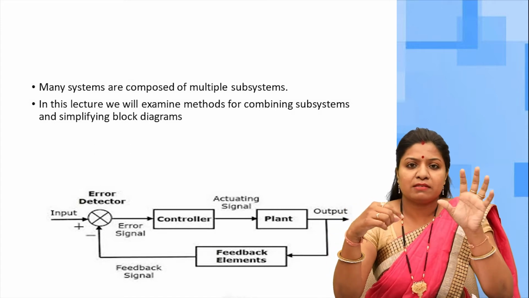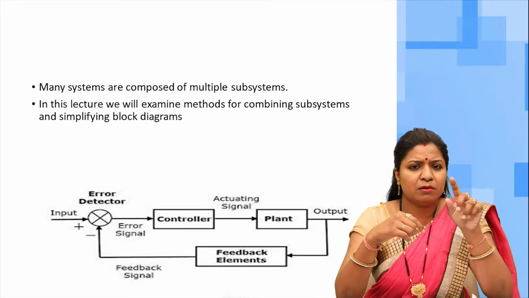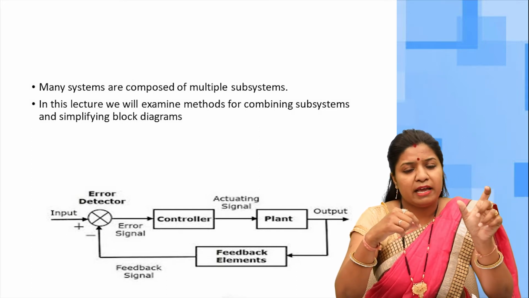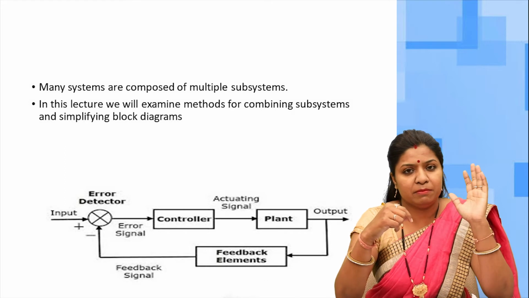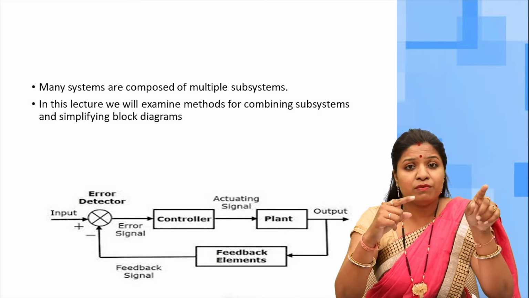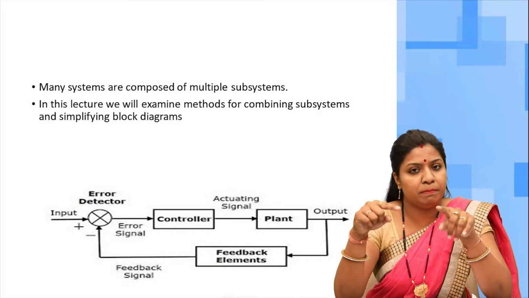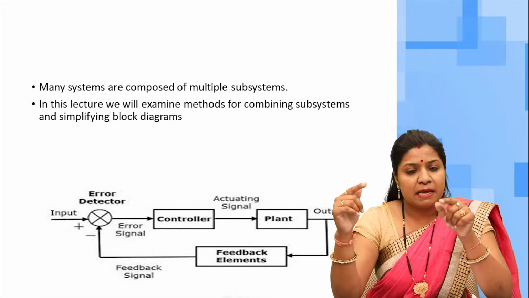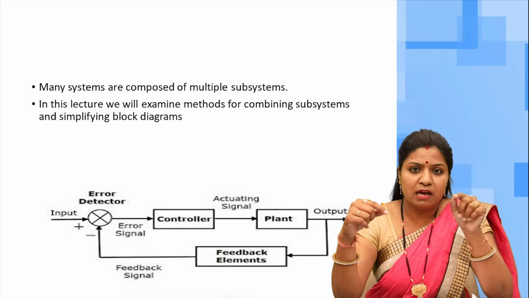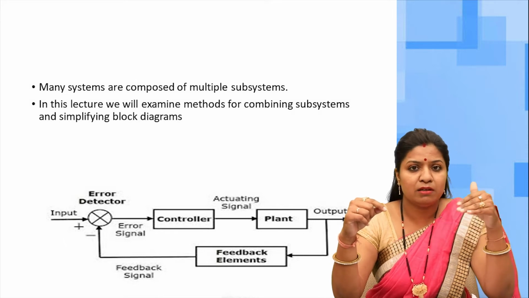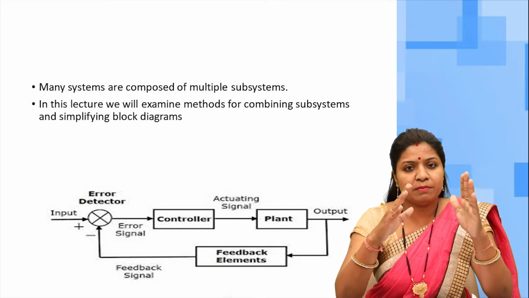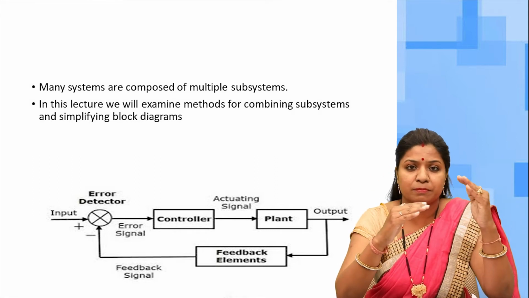Suppose there is a control system which contains a controller, a plant and a feedback element. The controller sends the actuating signal to the plant, then the plant produces an output. Simultaneously, one copy of this output goes through the feedback path to the input so that the system gets controlled. This is the process.